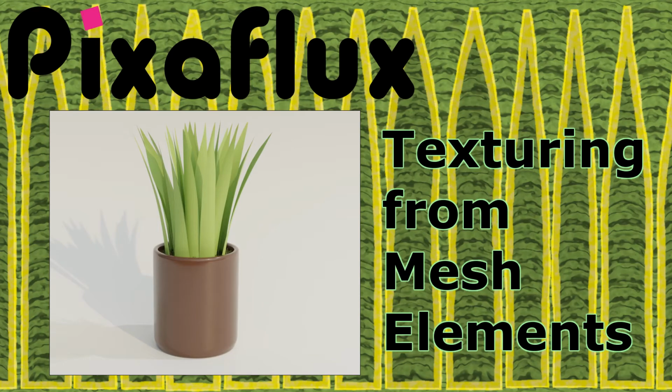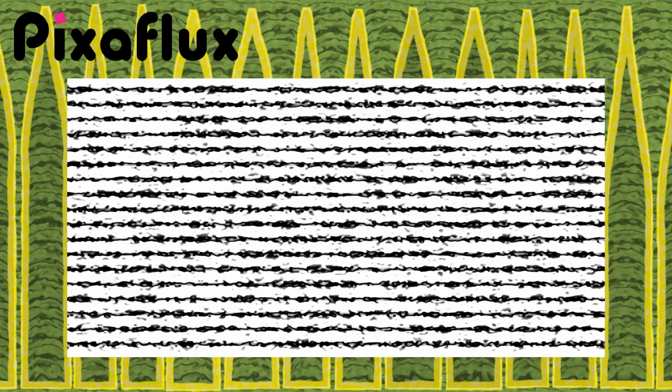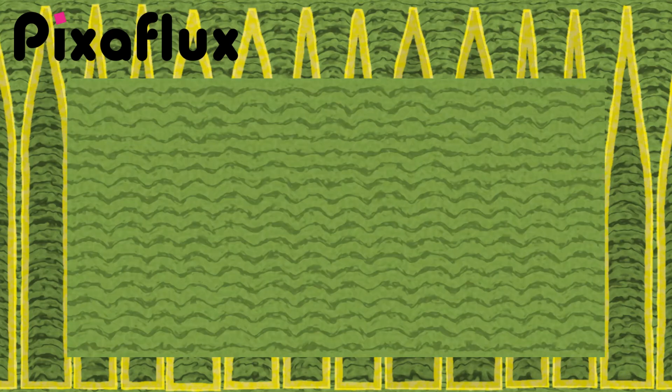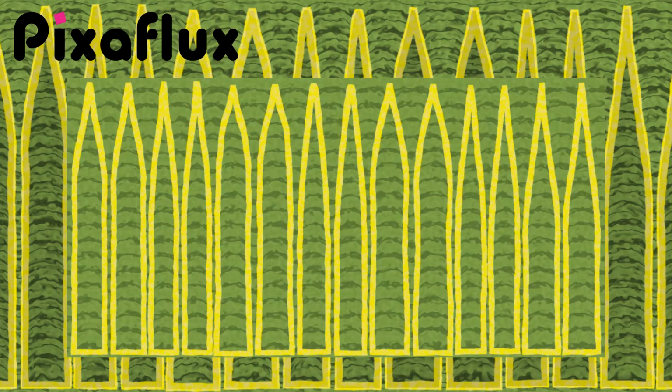Hello, in this PixaFlux video tutorial I'll show you how to create the textures for this snake plant. From an OBJ file exported from Blender, we'll create an image with the UV borders. We'll use this image to deform the dark stripes and add the yellow borders.